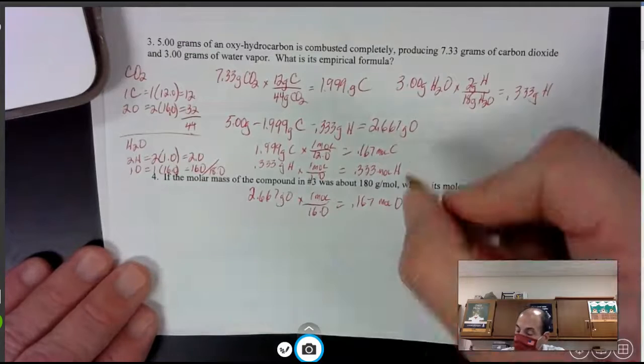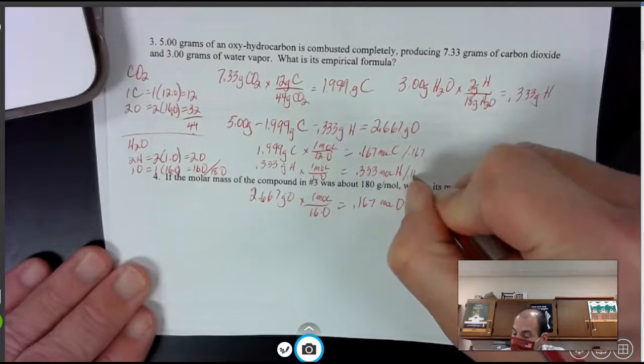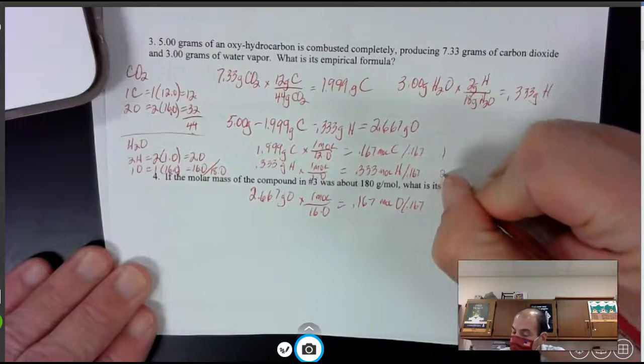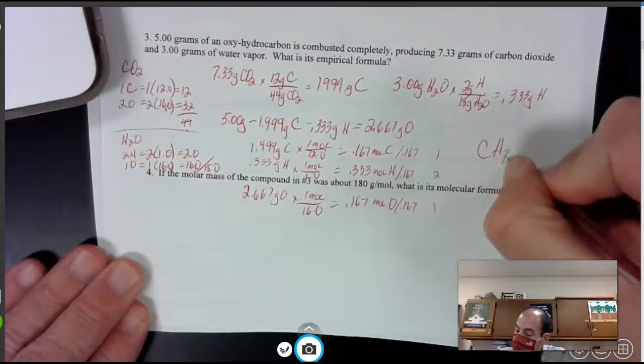Last step, simplify the ratio, so we divide by the smallest number, which happens to be about 0.167, and we get a ratio of 1 to 2 to 1, making our empirical formula CH2O.